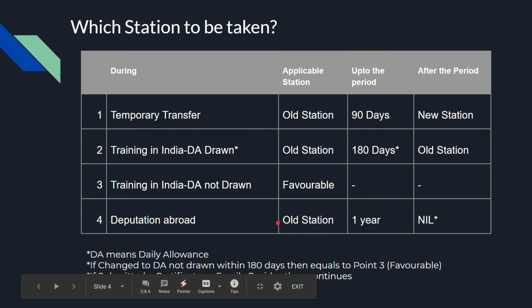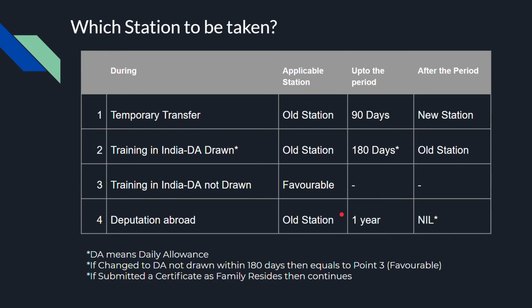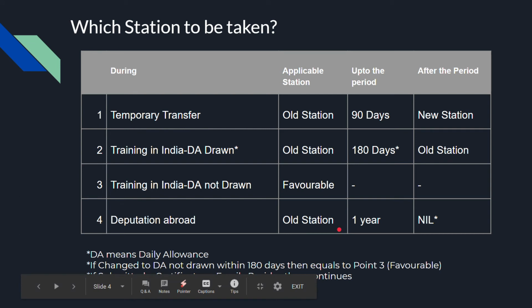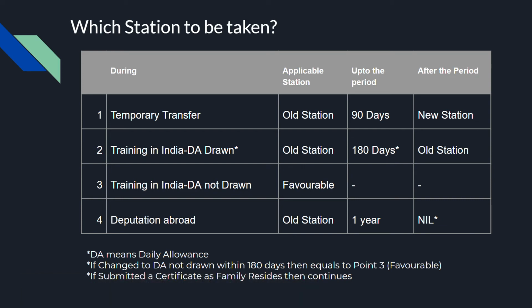Okay. Deputation abroad. An employee is sent on deputation to a foreign country. Then how much amount do we have to give, and on what basis do we have to consider? It is old station only. Up to 1 year, old station only. Okay. If it crosses 1 year, then what do we have to do? If he is in a foreign country and it crosses 1 year, then there is no HRA. However, if he submits a certificate saying that his family is residing, then we can give HRA even after 1 year.